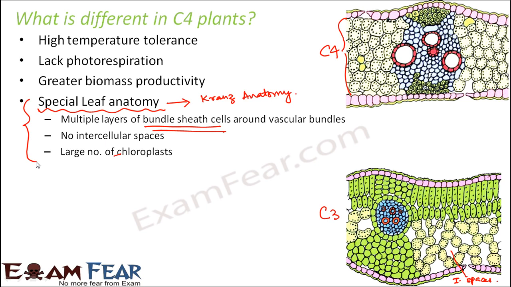But when you do not consider the internal structure, externally there are only a few behavioral features which can distinguish between C3 and C4 plants, like high temperature tolerance or greater biomass productivity.